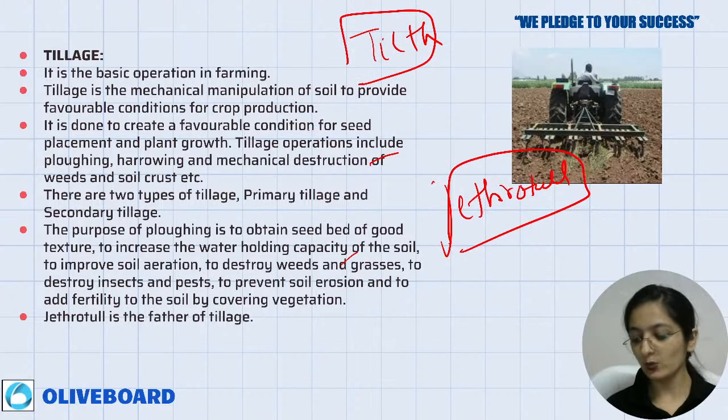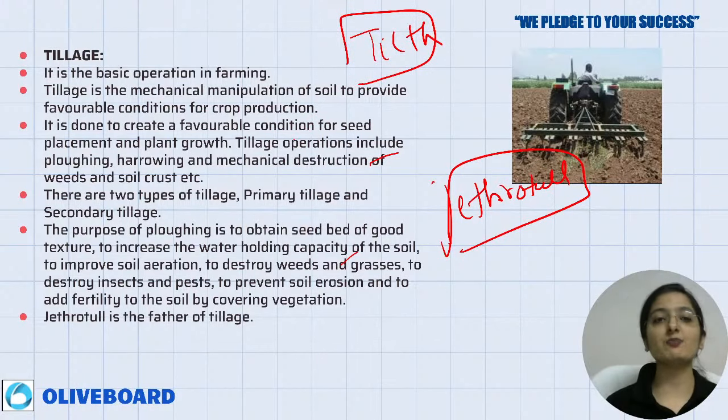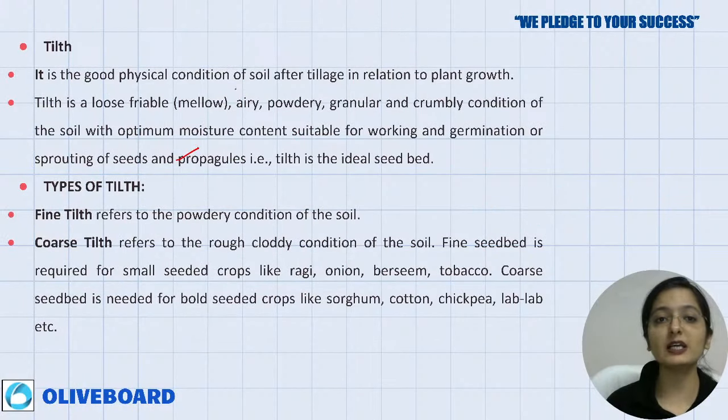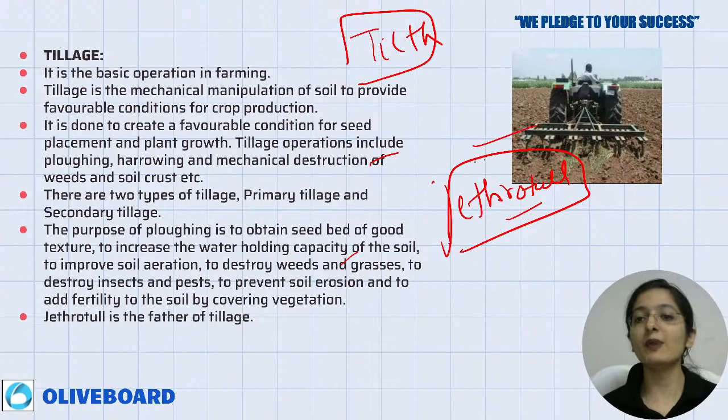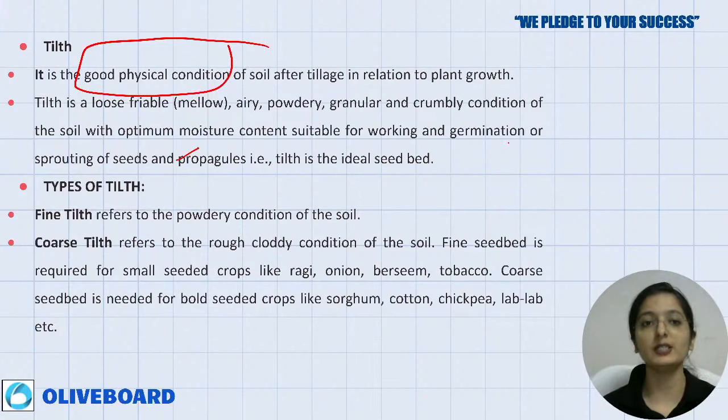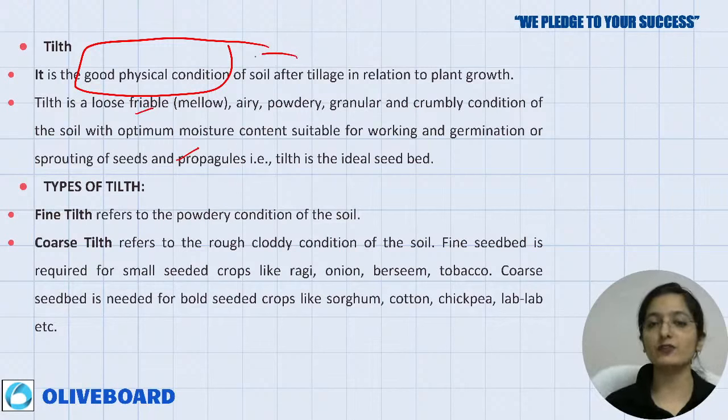Tilth, tilth. What is tilth now? Tilth is basically the good physical condition of soil. Once you have done this tillage, the good quality of the soil that you get after this manipulation, that is tilth. So it is the good physical condition of the soil after tillage, right?